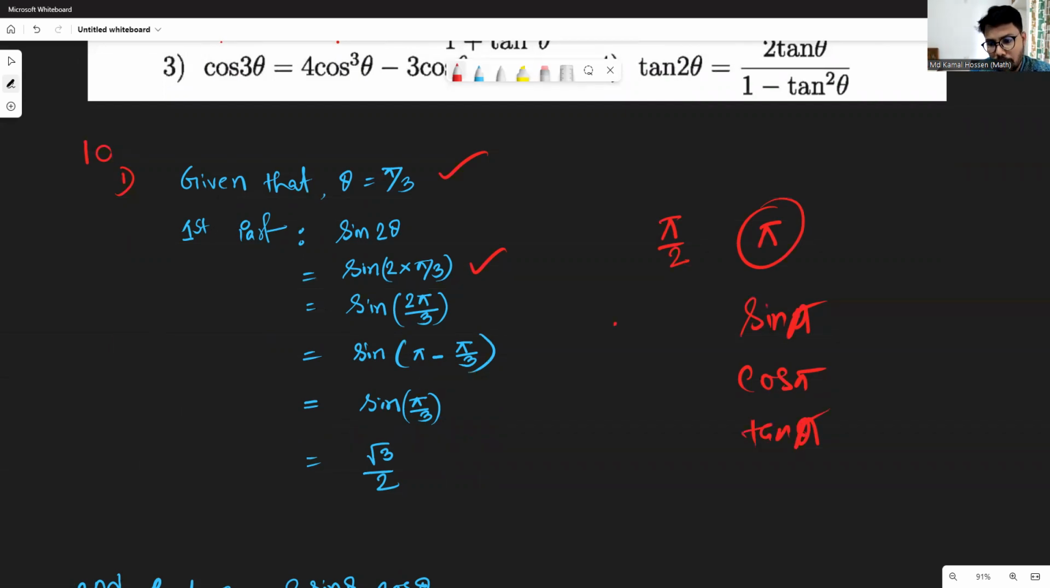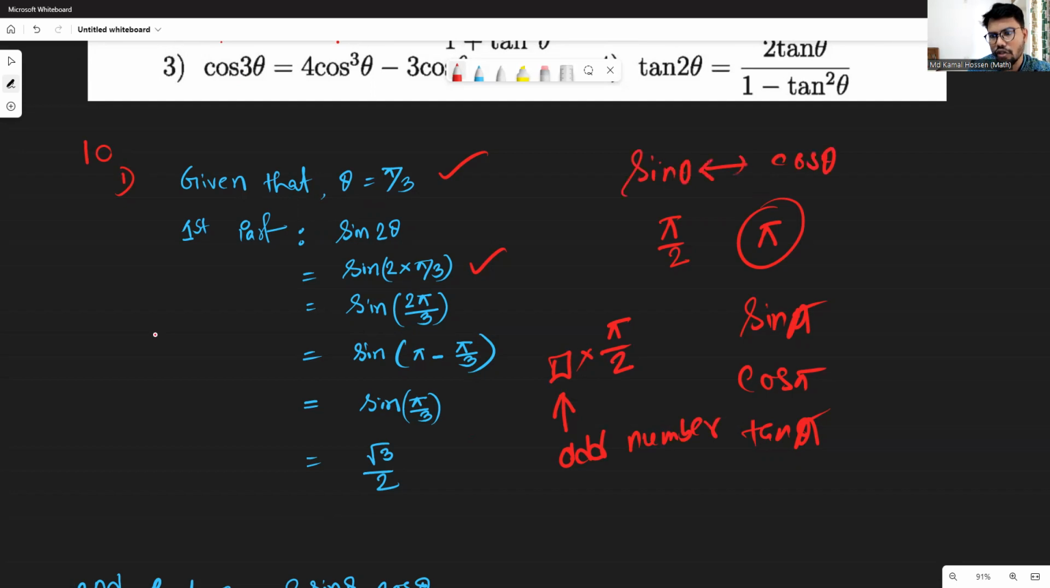But if we compare with pi by 2 times an odd number, then sine theta is converted to cos theta, and cos theta is converted to sine theta. In the same way, tan theta is converted to cot, cot to tan, cosec to sec, and sec to cosec. In the previous content, we have discussed this briefly. So now if you want, you can revise the previous classes.